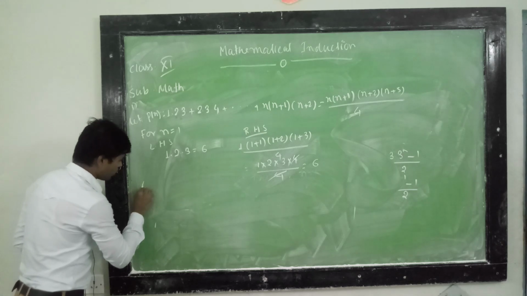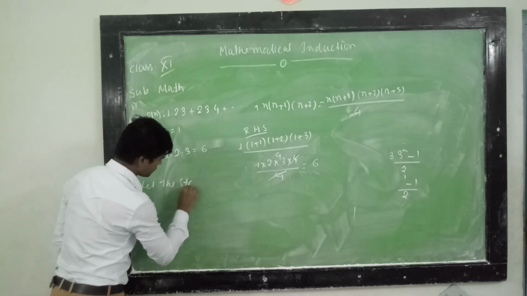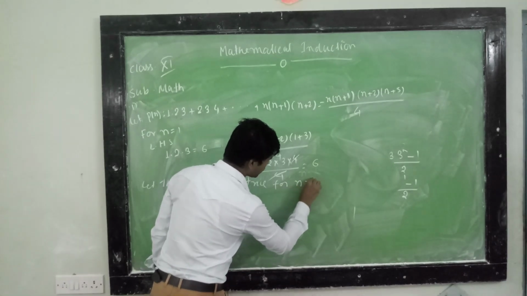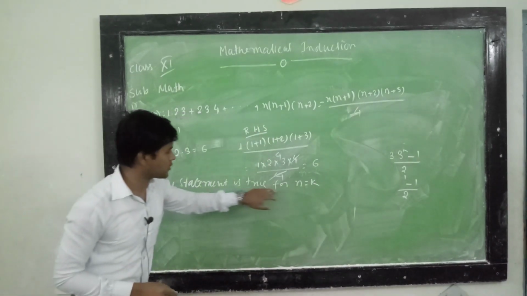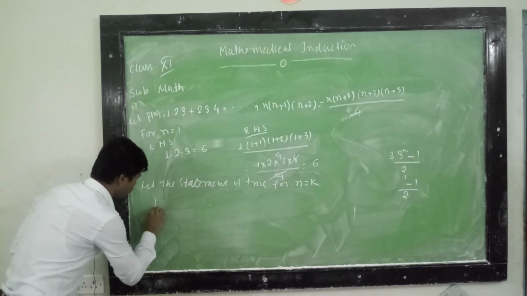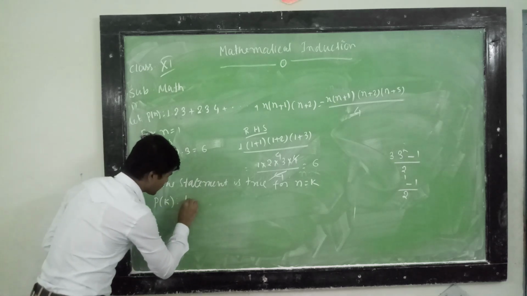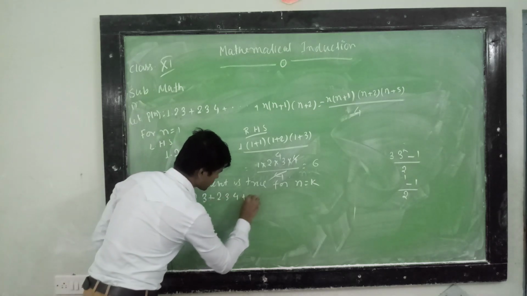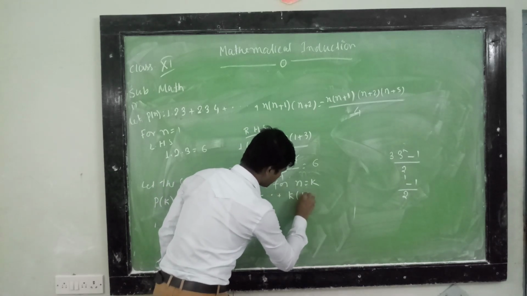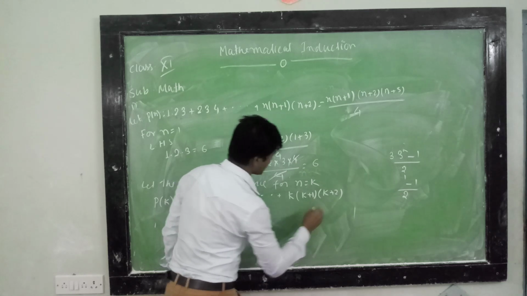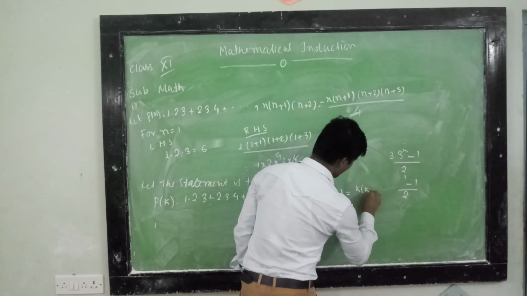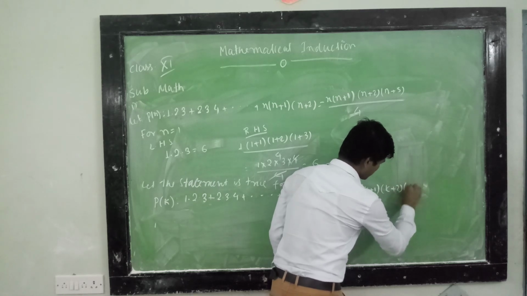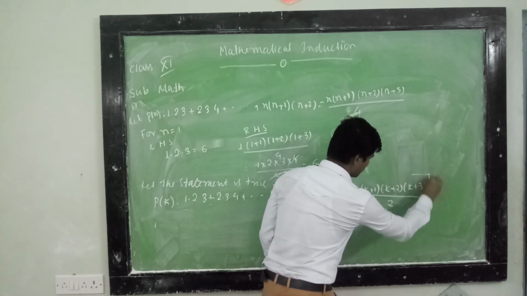Next step, we will consider the statement to be true for n equal to k. So since the statement is true, the value of P(k), the sum of the k terms of this expression, 1 into 2 into 3 plus 2 into 3 into 4 plus dot dot dot, the last term being k into (k plus 1) into (k plus 2), will be equal to k into (k plus 1) into (k plus 2) into (k plus 3) by 4. This is true for n equal to k.